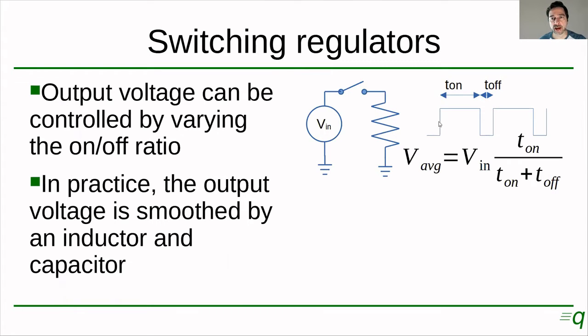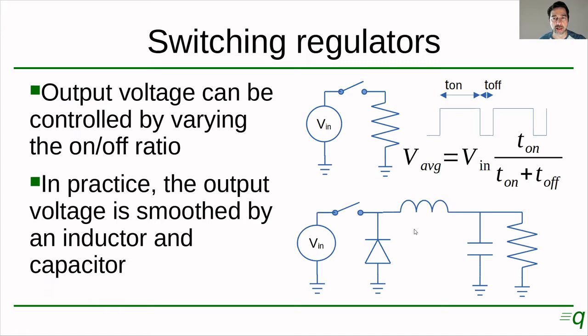So if we were to calculate the average voltage of this waveform, it would be governed by this equation, right? So by varying the relationship between the on time and the off time, we could control the output voltage. Now, this is not DC, right? Because it goes from 0 to an input voltage and then back to 0. So what we could do is add an inductor and a capacitor, right? And that would be averaging this, and this will give us the DC voltage that we are trying to obtain.